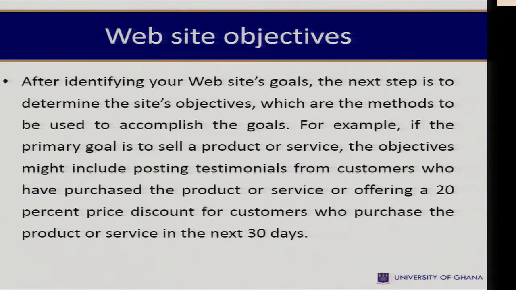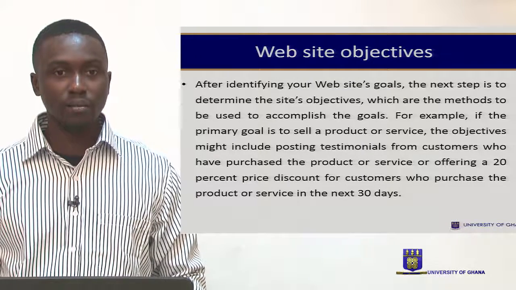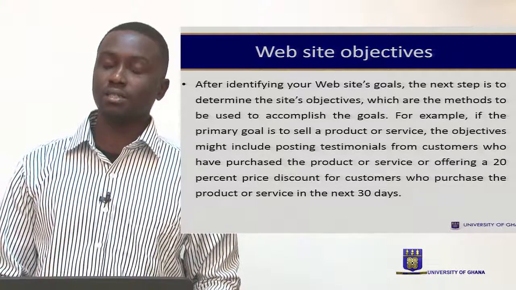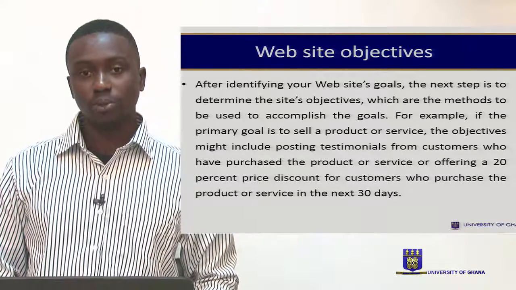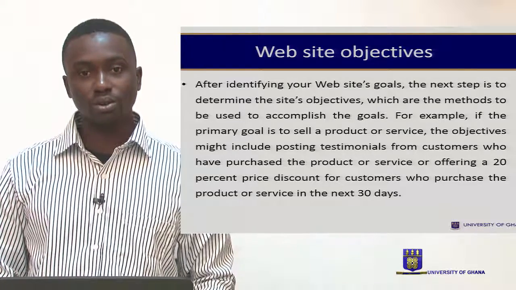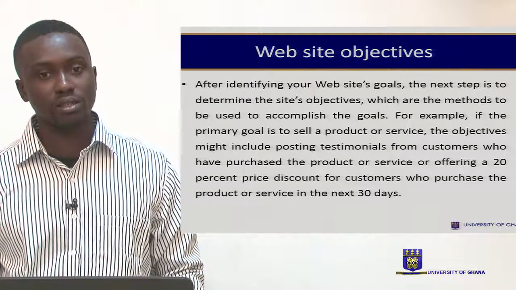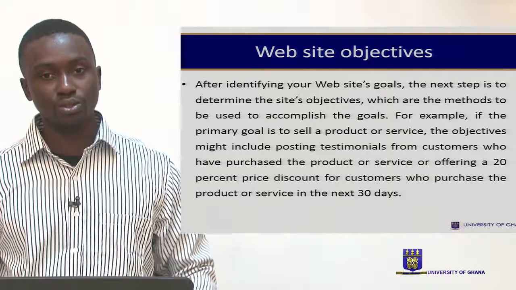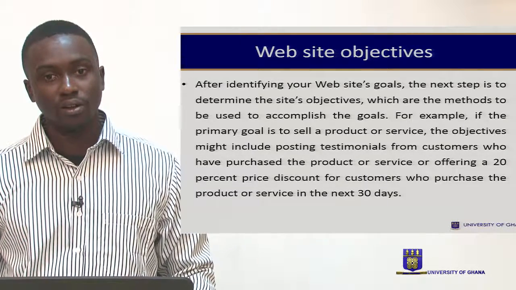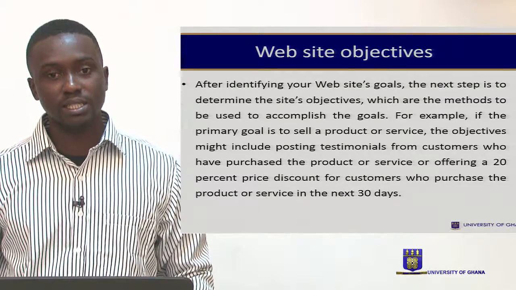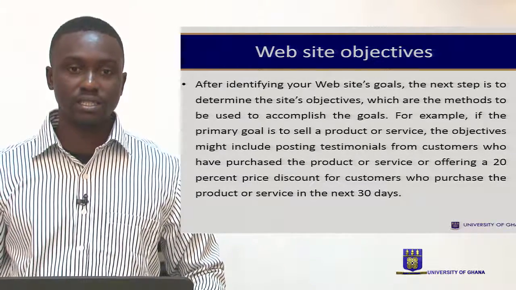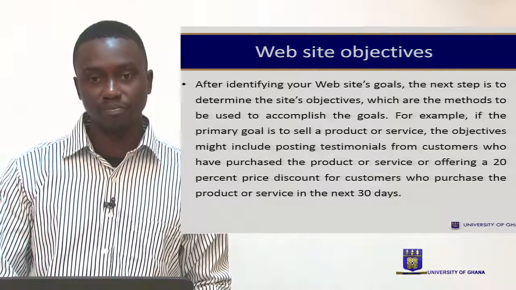Now, identification of the website objectives. After identifying the website's goals, the next step is to determine the site's objectives, which are those methods to be used to accomplish the goals. For example, if the primary goal of the website is to sell products and services, the objectives might include posting testimonials from customers, which will entice new customers to come to you. Or a service offering, a 20% discount for customers who purchase products and services within a particular time frame.